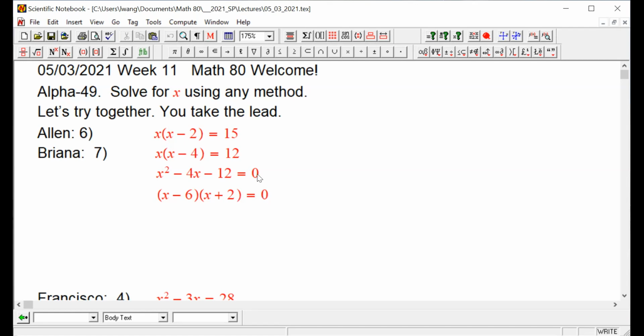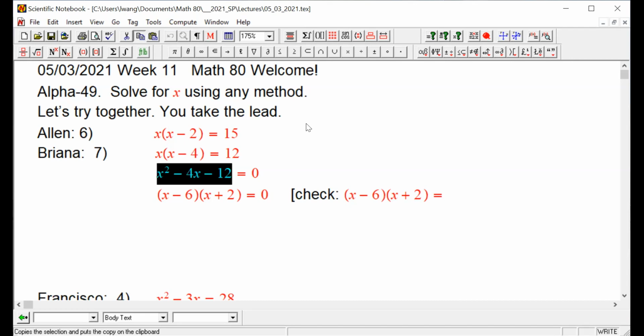I would encourage you guys to check your work on the side. Check your factoring on the side. If you do check, you should get x squared minus 4x minus 12. Check your work on the other side. Okay, that's okay.